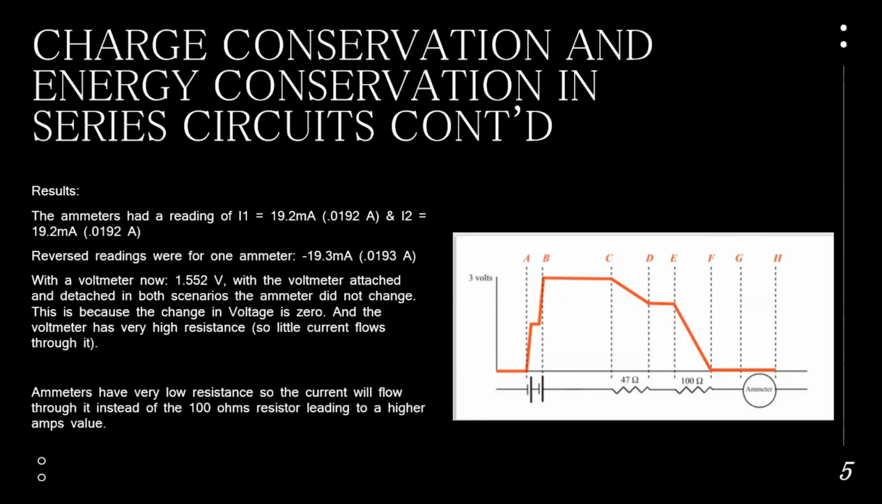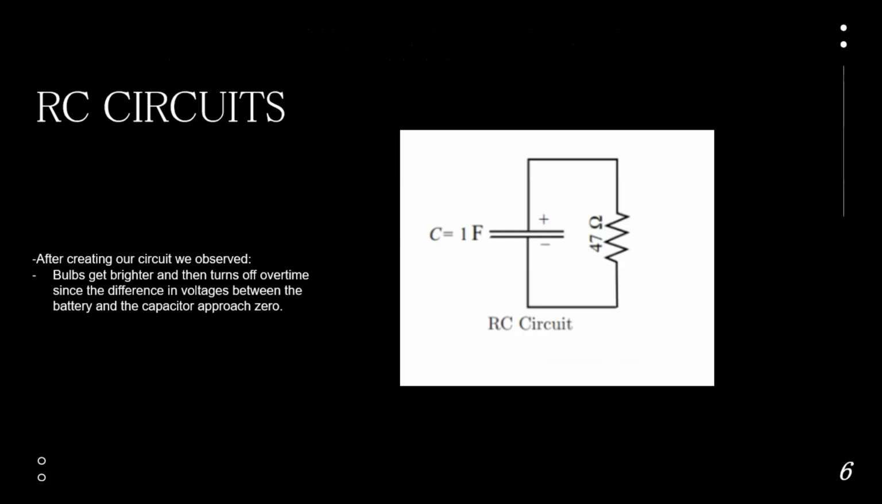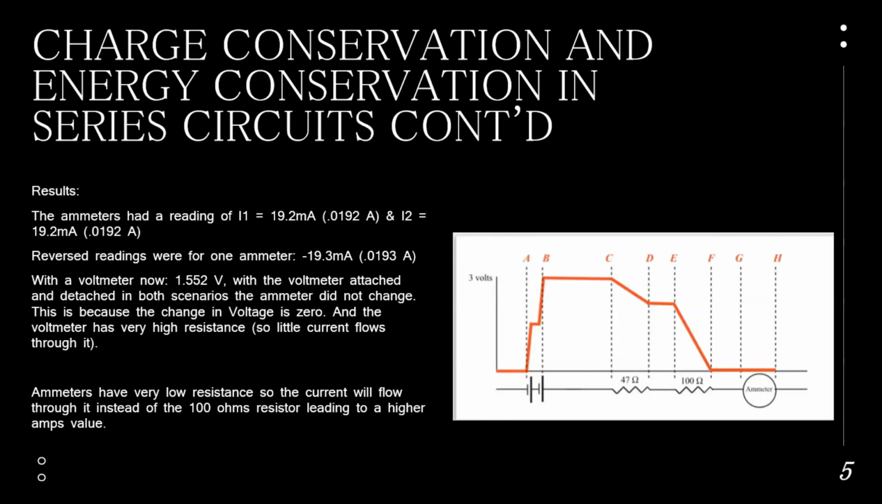And then when we included a voltmeter, we got a reading of 1.552 volts while the voltmeter was attached. However, when it was attached and detached in both scenarios, the ammeter's values did not change. So the amps did not change. This is likely because the change in voltage is zero, and the voltmeter has very high resistance, so little current flows through it.